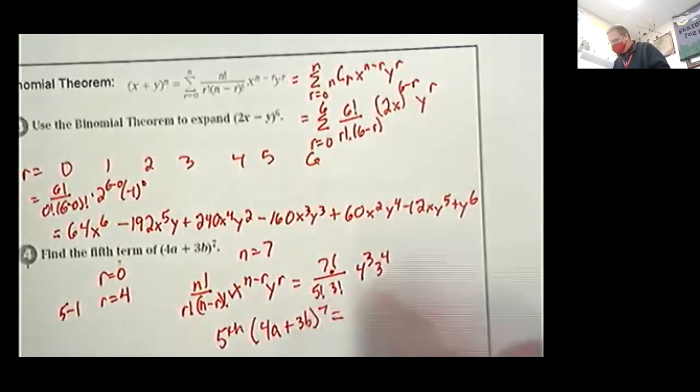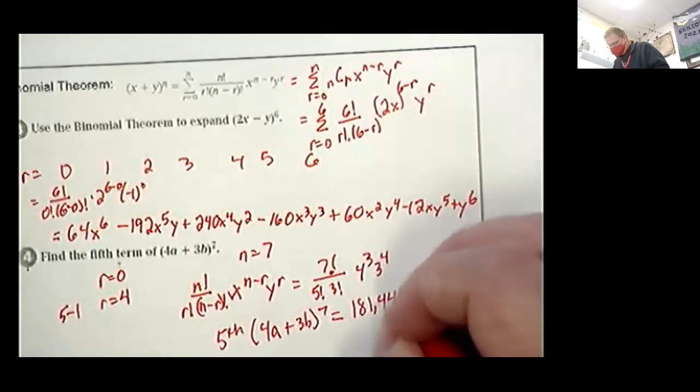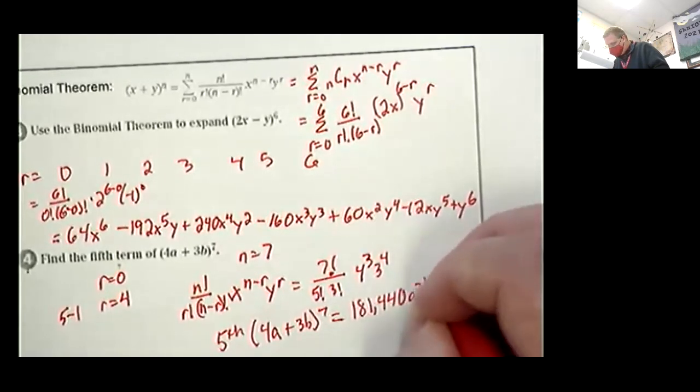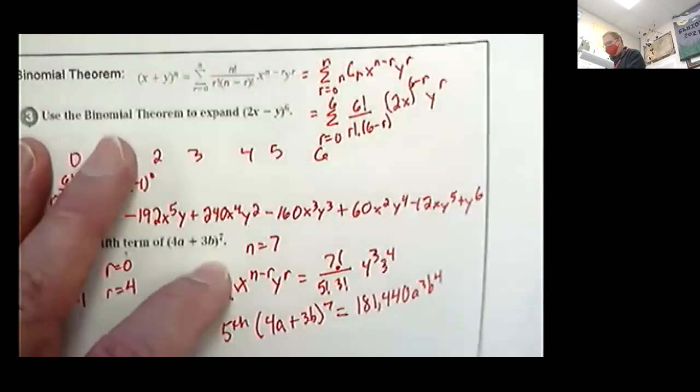And if we do all that multiplication, we get 181,440 a cubed b to the 4th. Again, remind me in class, we'll look at other ways to do this with your calculator.